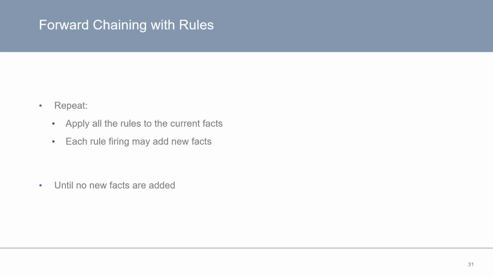Now let's take a stepwise look at how both forwards and backwards chaining works in the context of rule-based systems. When it comes to forward chaining, we're going to repeat the following: apply all rules to the current facts, and each rule firing may add new facts. Do this until no new facts can be added.